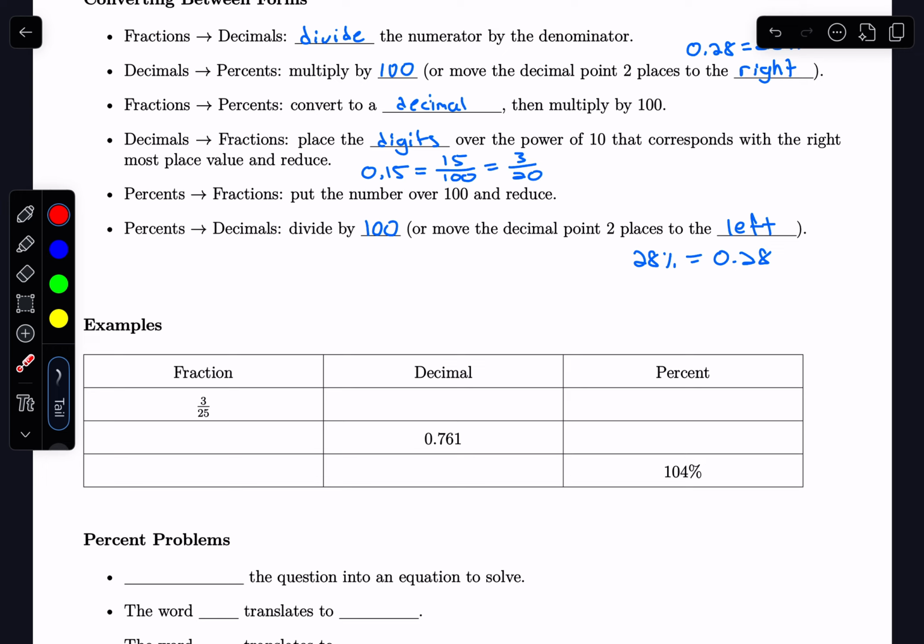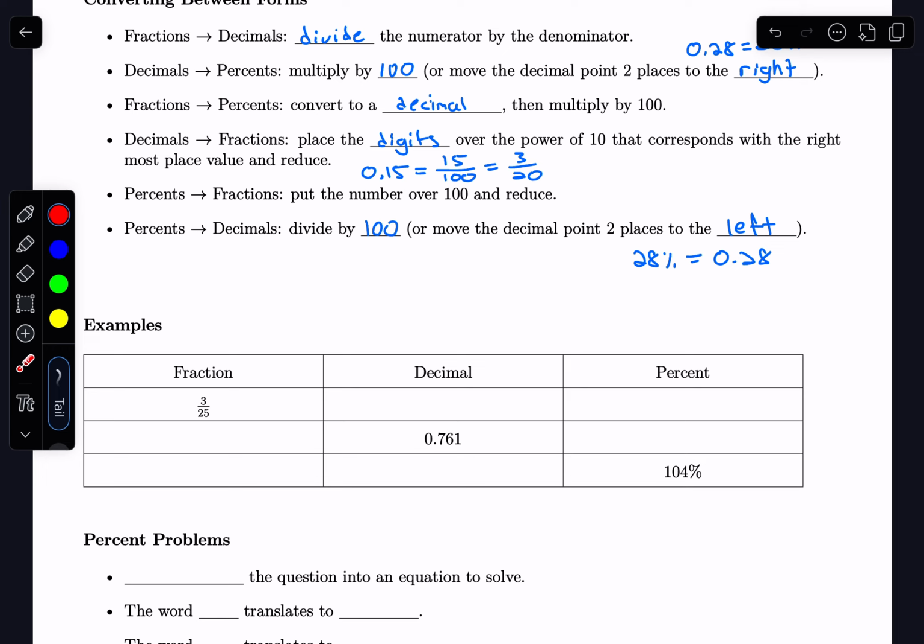If I want to turn 3 over 25 into a decimal, I just divide. So I'm going to do a little scratch work up top. 3 on the inside of my long division setup and 25 on the outside. 25 does not go into 3, so I'd put a 0, and then I have to add a decimal place and another 0 for me to drop down.